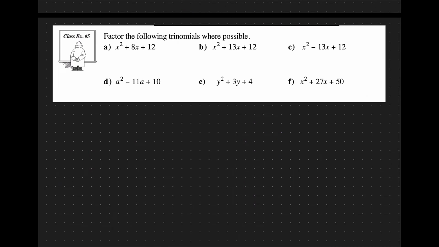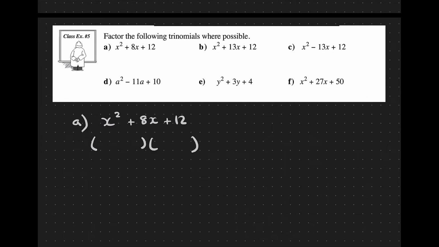All right, here we go. So we are going to get into factoring trinomials. Everybody loves doing this. Class example number 5. We'll start with A, and it says, let's factor this trinomial that is x squared plus 8x plus 12. Now, we're going to be taking trinomials and putting them into two binomials.